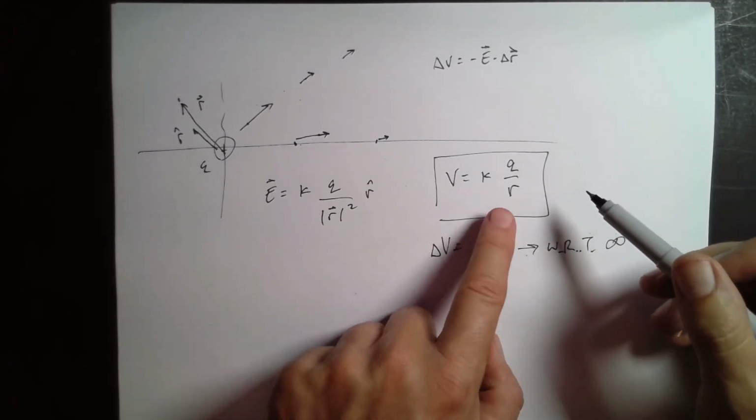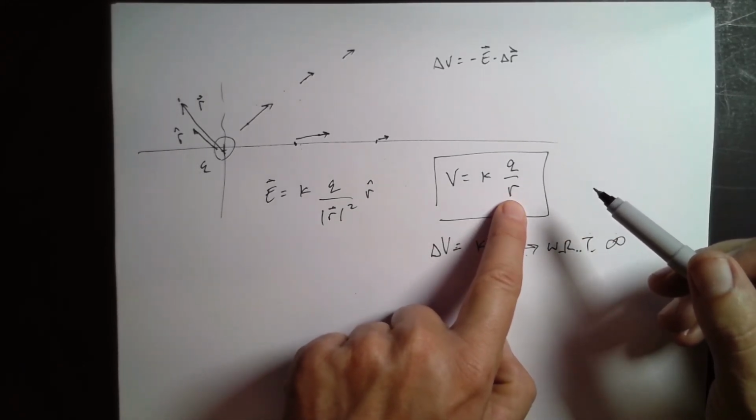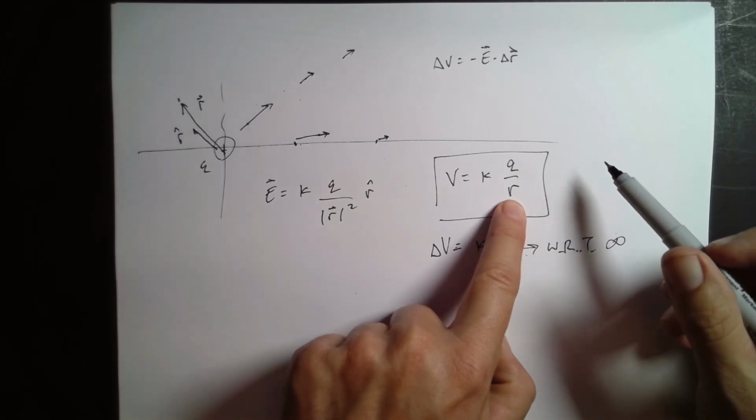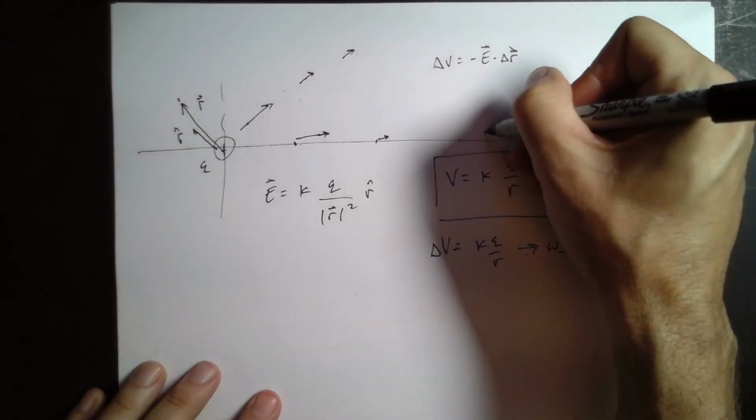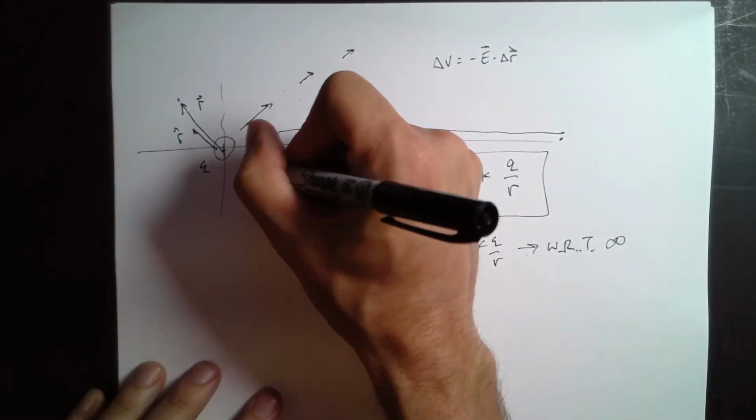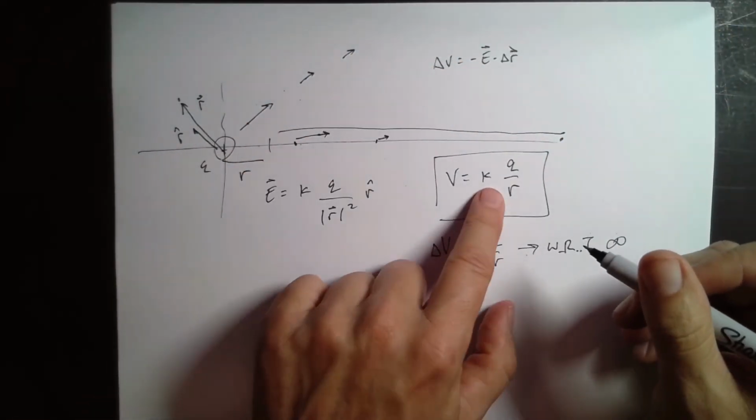So this says that r is my second point. The first point is at r equals infinity. So what if I start way over here and I want to find the change in potential coming all the way over to some position r? This is what it should give me.